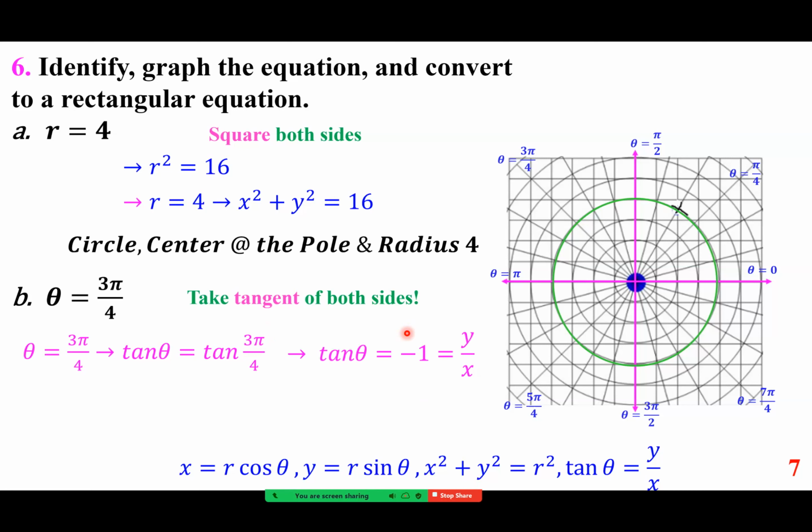Therefore, if you look at this one and you do the cross product, y equals minus x. So when theta is 3 pi over 4, we have a line that goes through the origin. Because it's y equals minus x, it goes this way, okay? So this represents some line through the origin. More specifically, y equals minus x, which goes this way.